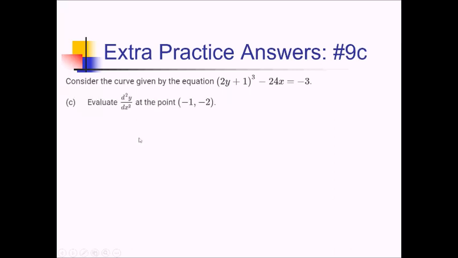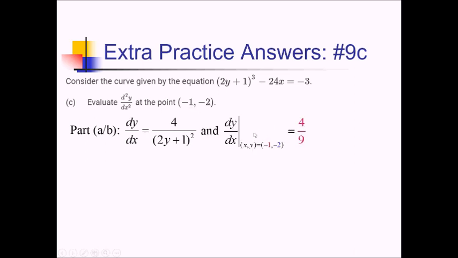For this problem part, I'm trying to take the second derivative of this curve at (-1, -2). So recall from part A, our first derivative in general was 4 over (2y plus 1) squared. And the first derivative at specifically (-1, -2) was 4/9. We're going to use both of these facts on this problem. So to get the second derivative, I'm going to take the first derivative and take the derivative of that.